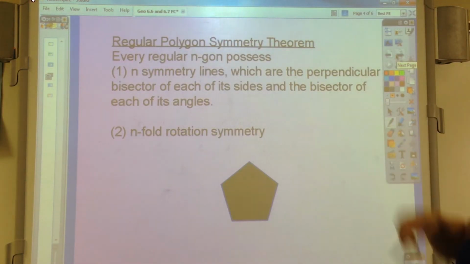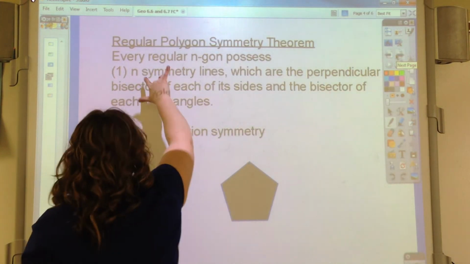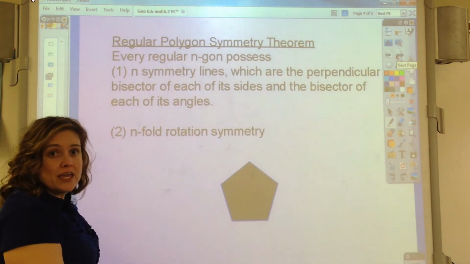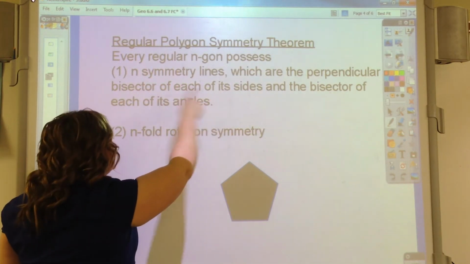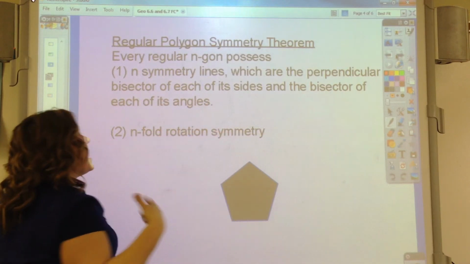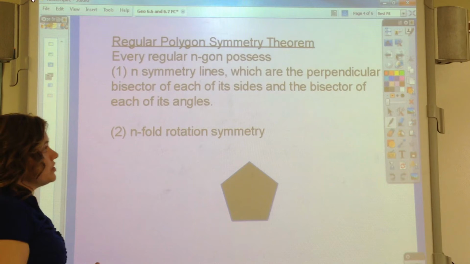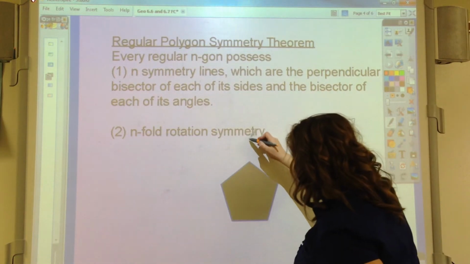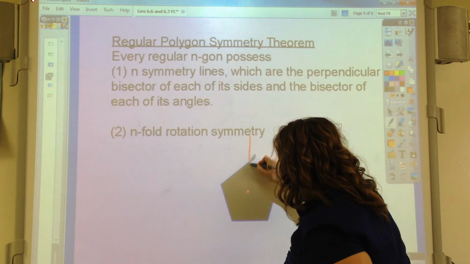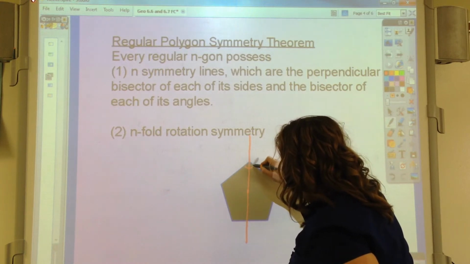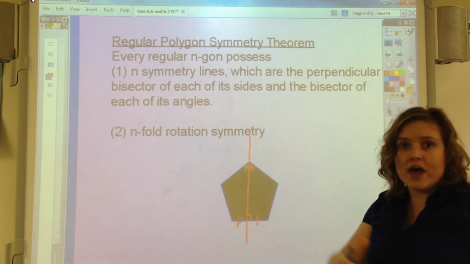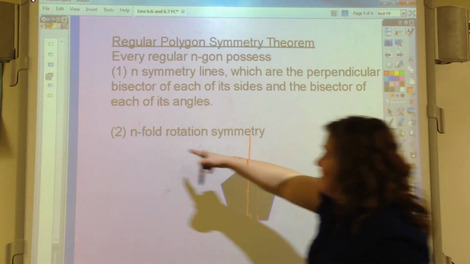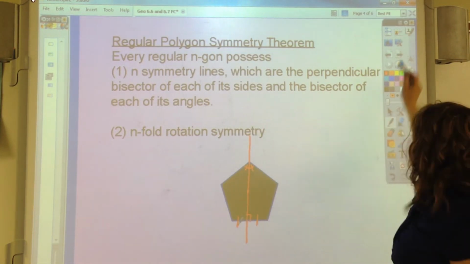All right, so here's our theorem that gives that idea. Every regular n-gon possesses n lines of symmetry. So for however many side lengths are in my figure, I have that many symmetry lines. And they're all perpendicular bisectors of each one of its sides and the bisector of its angles. So for n-fold rotational symmetry, if I draw my center here, my line of symmetry must bisect this angle so that each of these are congruent and be the perpendicular bisector of that opposite base. And I will end up with 5-fold rotational symmetry.